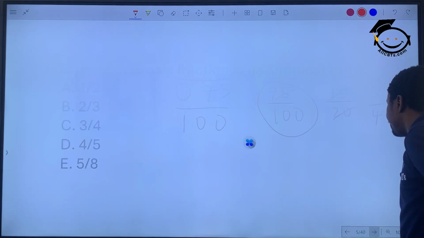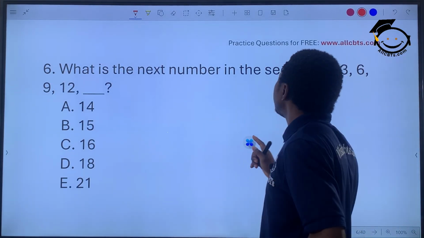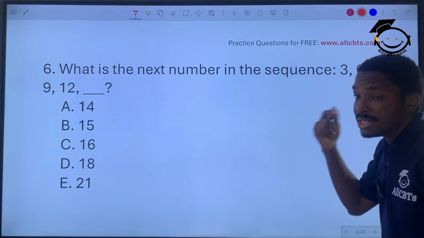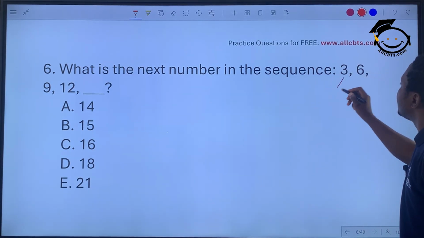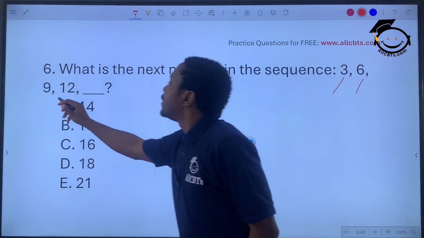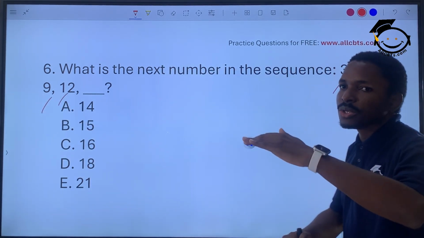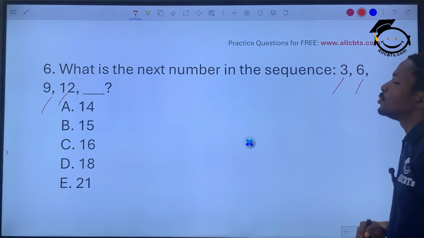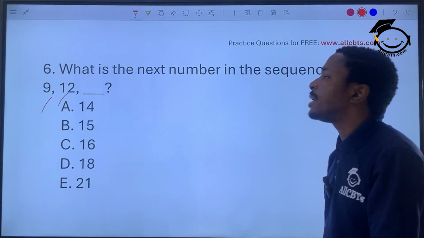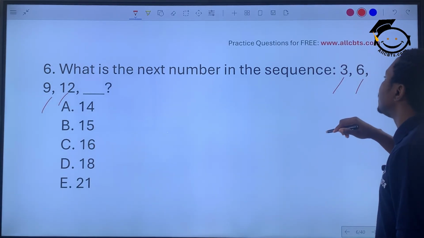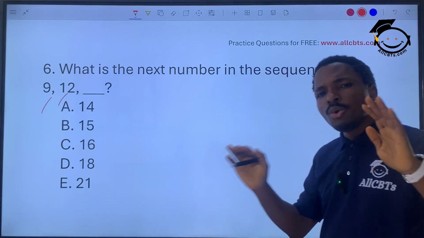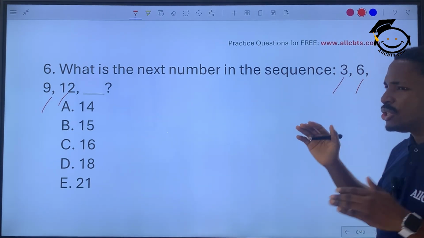Let's move on. Question 6. What is the next number in the sequence? What's the sequence? 3, 6, 9, 12. So it's a sequence. It's like steps, so you are moving upward on the steps. Now the first number is 3, the next number is 6, the next number is 9, the next number is 12. What do you see as the difference in each number?